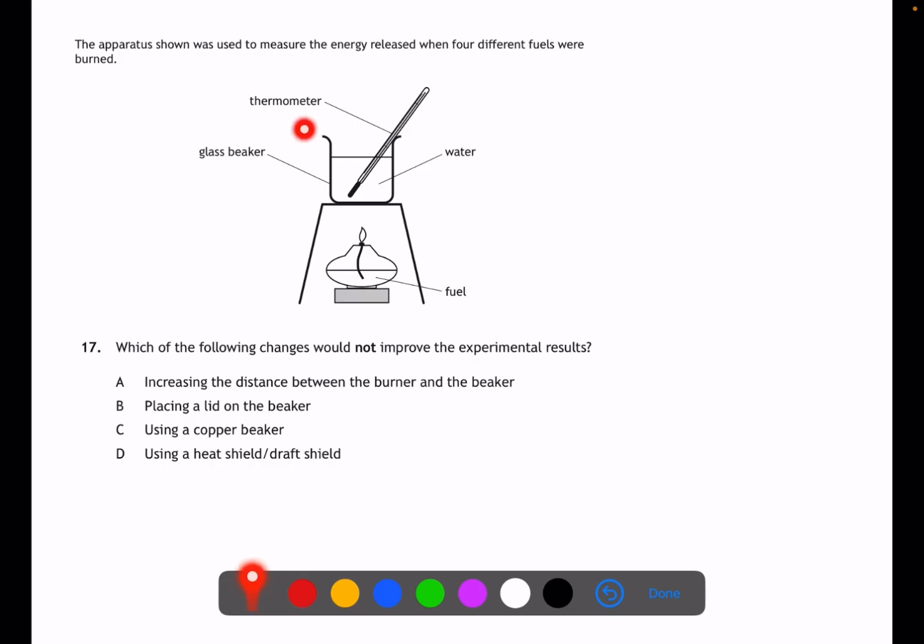If we put a lid on the beaker, then we can help some of the heat loss. If we replace the glass beaker for a copper beaker, we're going to have better heat transfer. And if we put a heat shield around this, then we're also going to reduce the heat loss. Therefore, A is the only one which would not improve the experimental results.